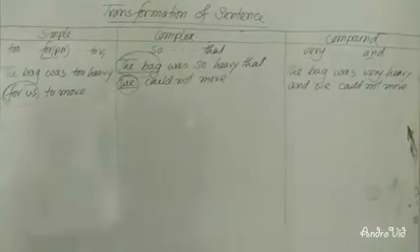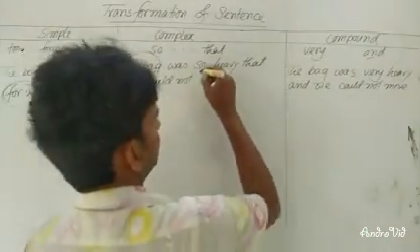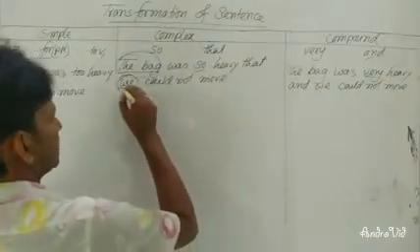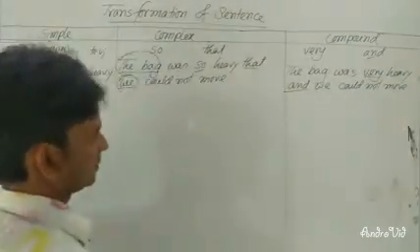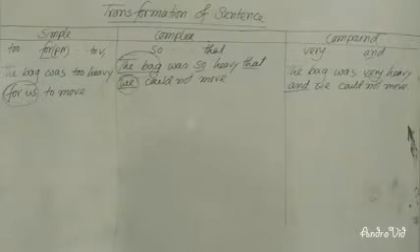Dear learners, I hope you have understood. Instead of so, I have used here very. Instead of that, I have used here and. I hope you have understood it easily. So the sentence is: the bag was so heavy that we could not move. The simple sentence will be: the bag was too heavy for us to move. In compound sentence, the bag was very heavy and we could not move.